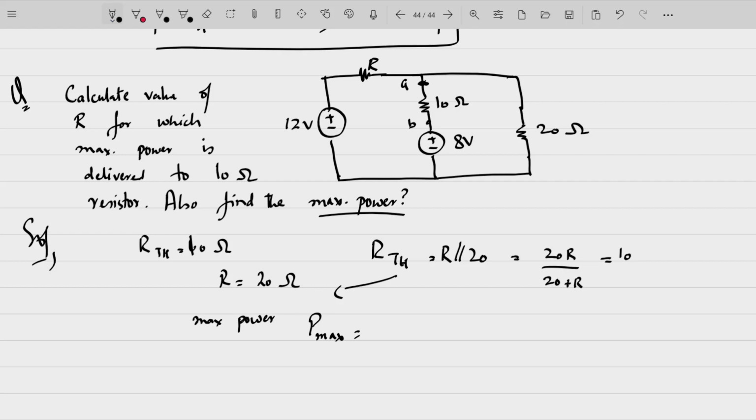VTH कितना निकला आपका for R equal to 20 ohms? What is the value of VTH you have found? 6 volt निकला for R equal to 20 ohms. -2 आ रहा है.